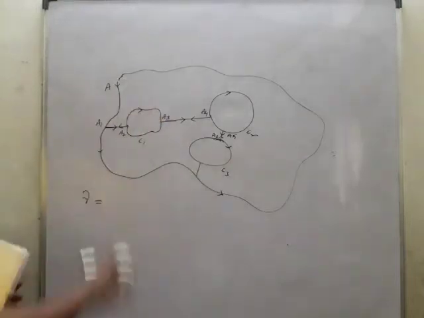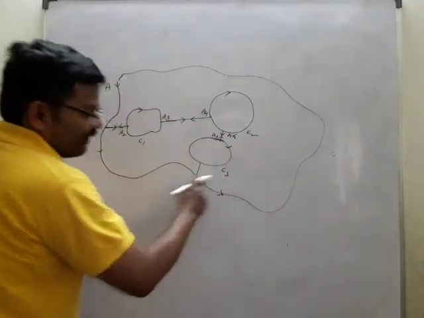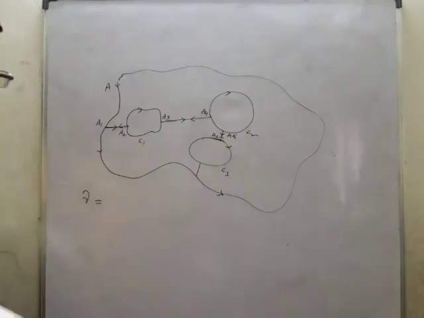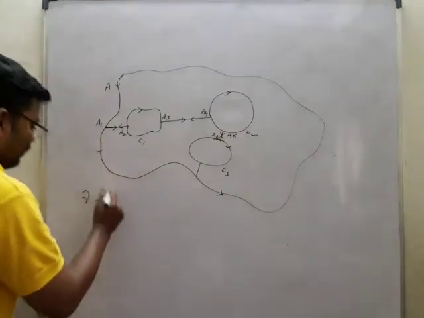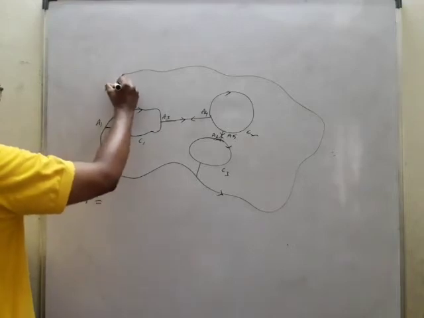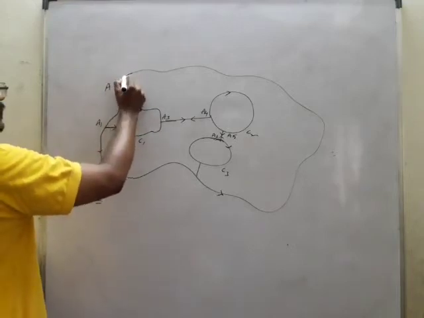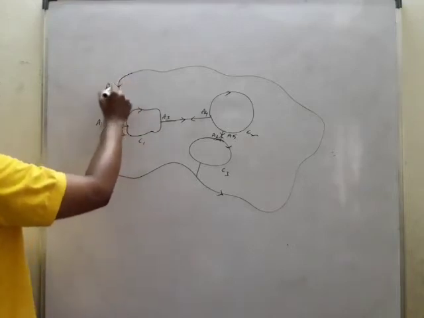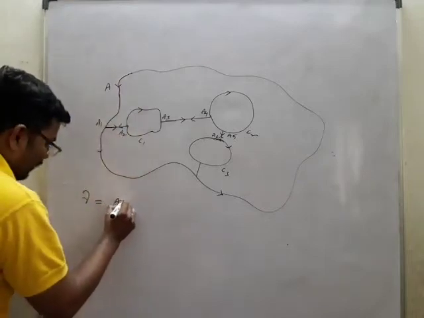Now first of all we'll write the total is nothing but gamma. The total area is nothing but gamma. This is C1, C2, C3. Now first we'll write A to A1. This is A. So A to A1.